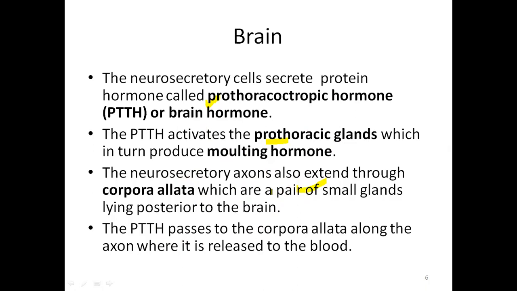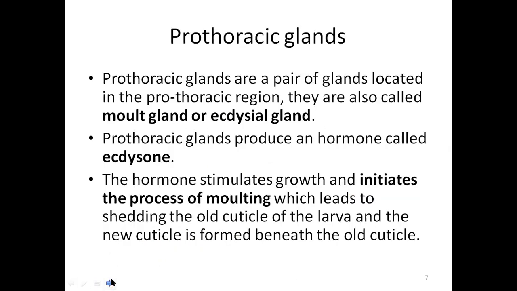Apart from that, the neurosecretory cells of the brain also pass through the corpora allata, and while passing through it, the brain hormone that is produced by the neurosecretory cells will be passing on to these structures.